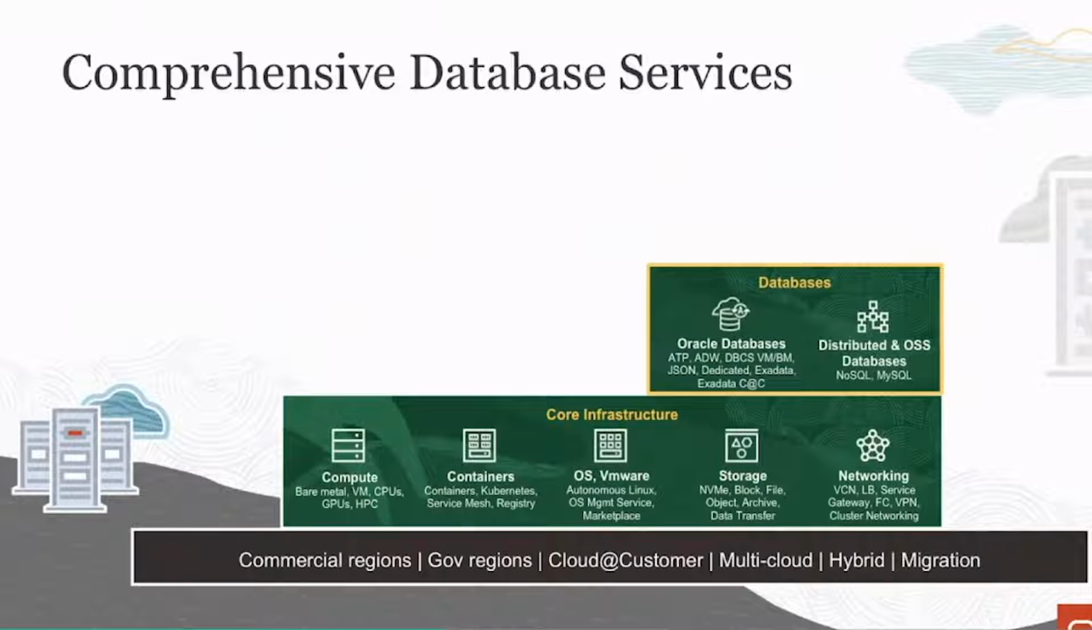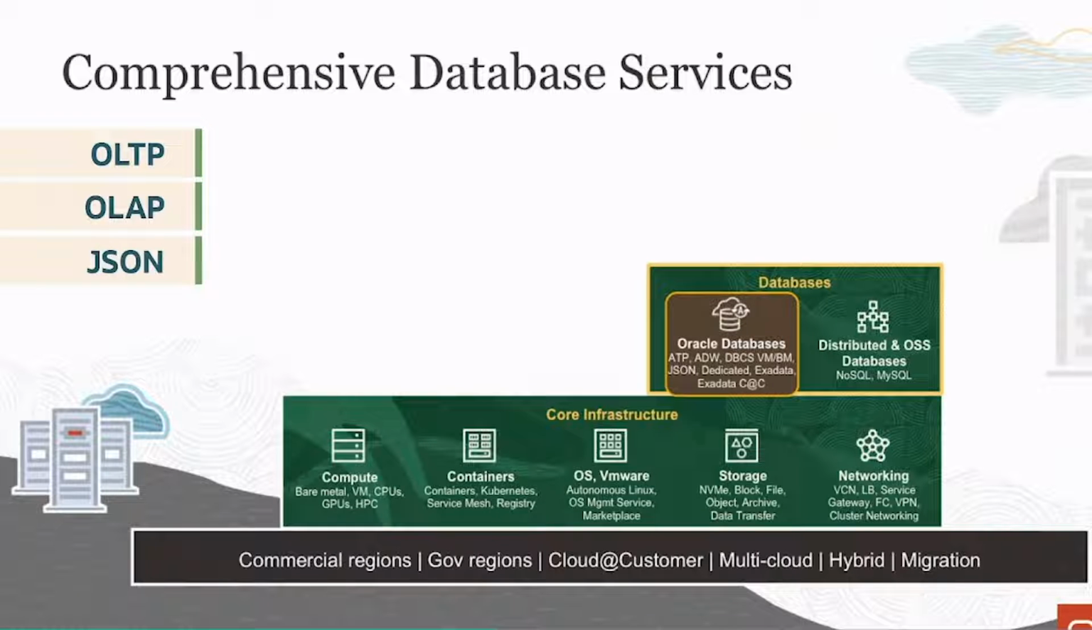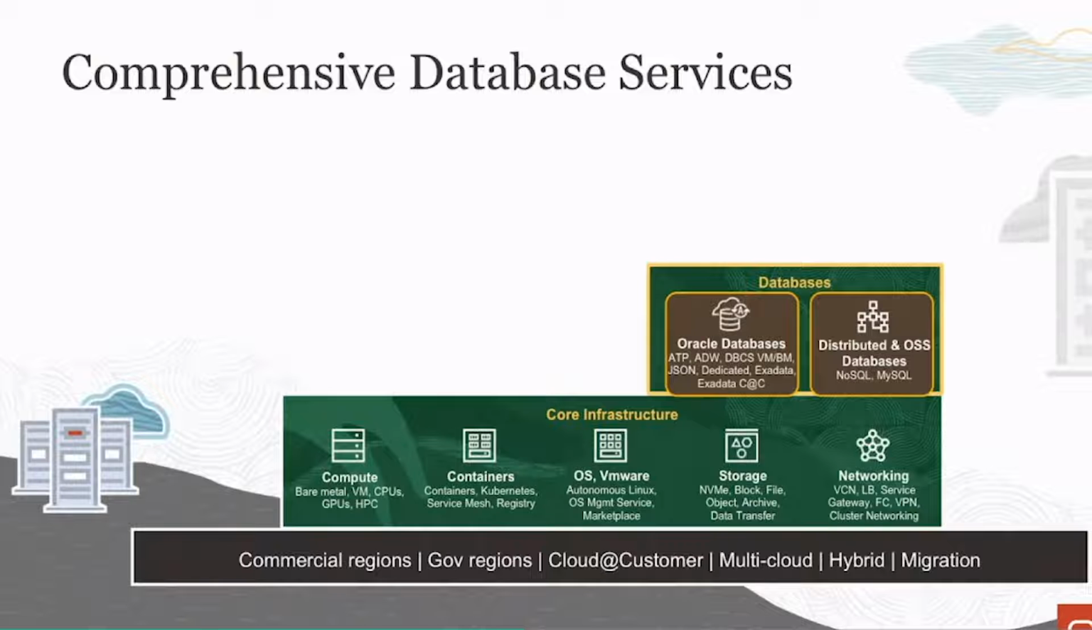Then we have database services. We have multiple flavors of database services, both Oracle and open source. We are the only cloud that runs autonomous databases and multiple flavors of it, including OLTP, OLAP, and JSON. And then you can run databases in virtual machines, bare metal servers, or even Exadata in the cloud. You can also run open source databases such as MySQL and NoSQL in the Oracle Cloud Infrastructure.